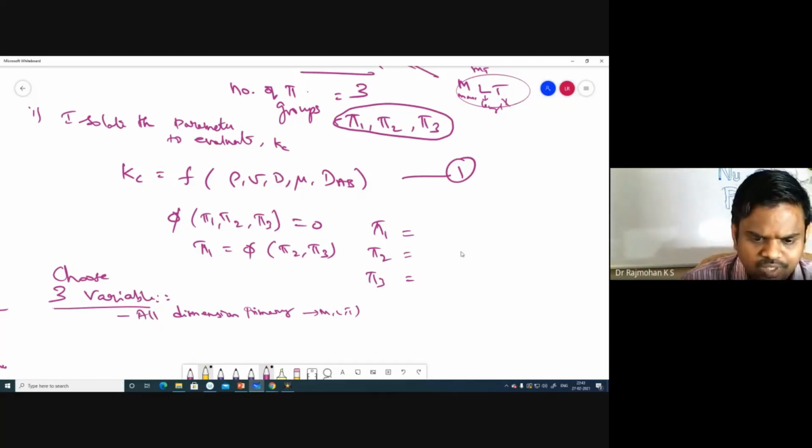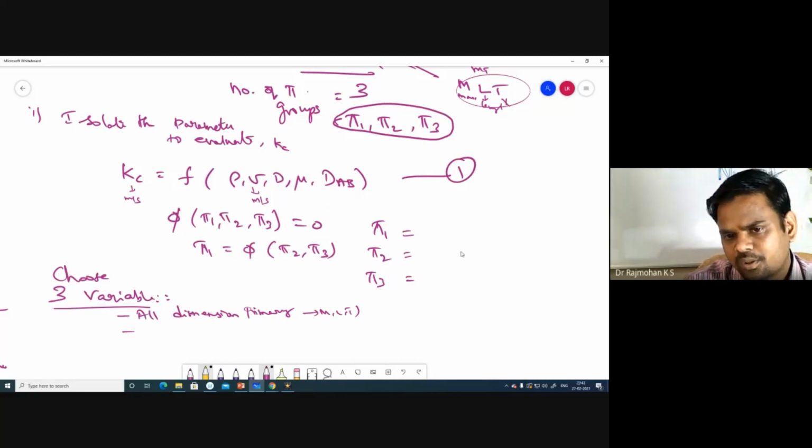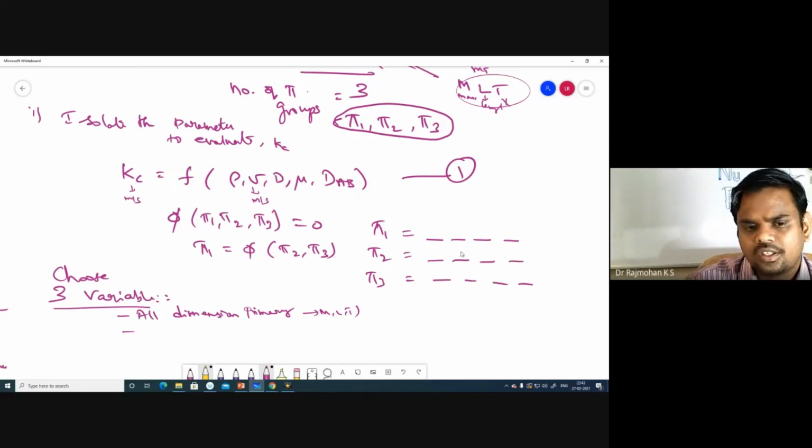Another thing is, no two should have the same units. For example, velocity has the unit of meter per second, and Kc also has a unit of meter per second. Those two cannot be taken as repeating variables, because in pi groups it is a function of three repeating variables and one non-repeating variable. So we have to choose three repeating variables such that they don't have the same units and all three dimensions M, L and T are covered.